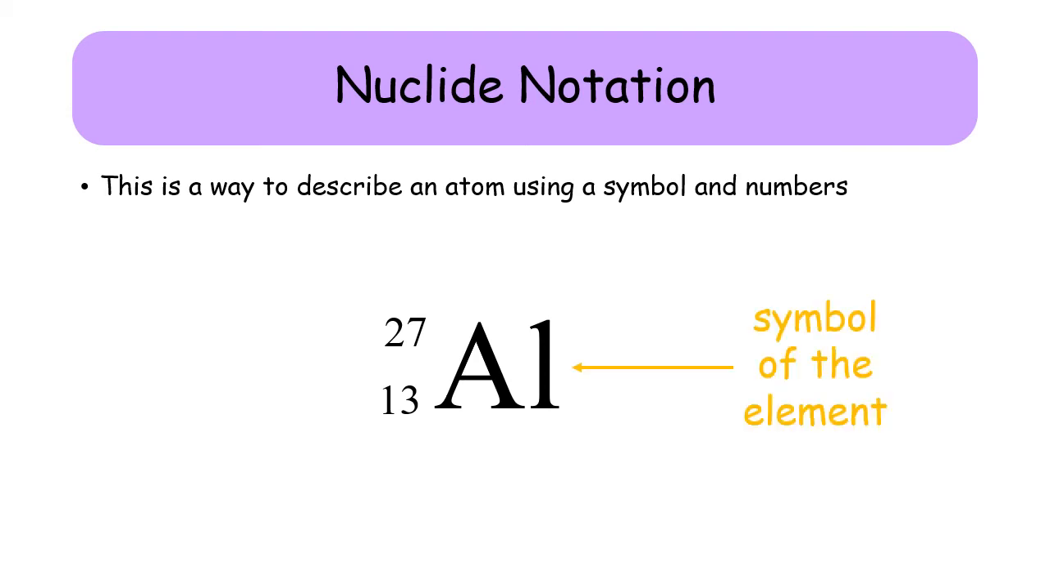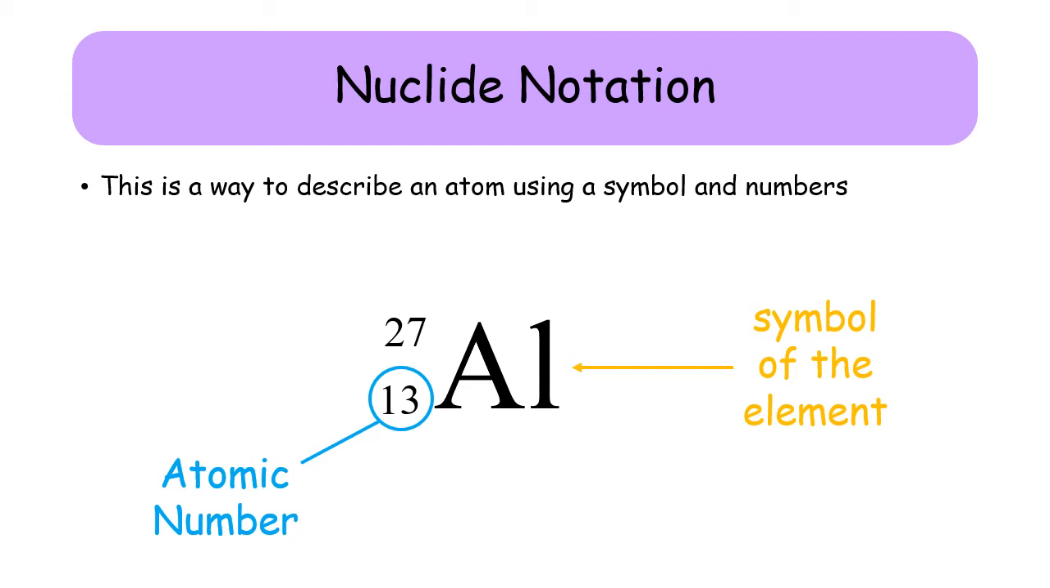So we have our symbol, and that's different for every element. There's always at least one capital letter, and then some elements also have a small letter beside it. We have a smaller number, which is called the atomic number, and in the periodic table, the elements are organized from atomic number 1, going up 2, 3, 4, 5, 6, all the way to atomic number 118.